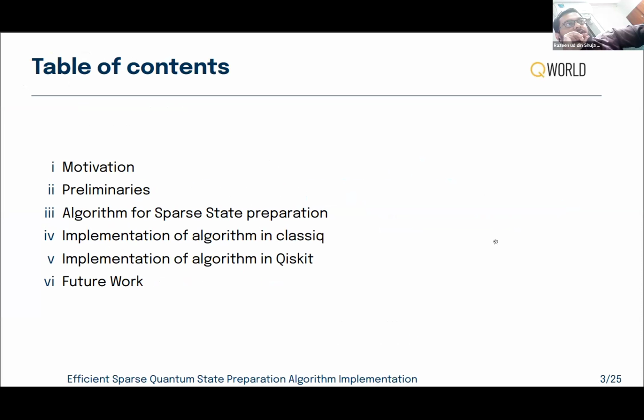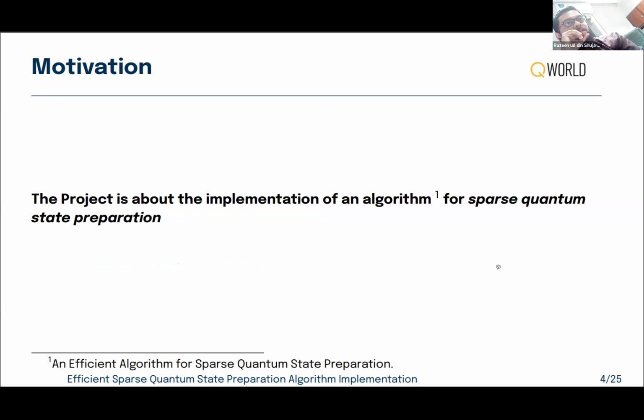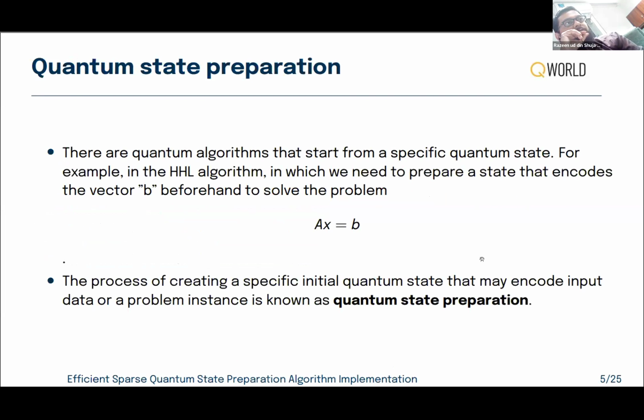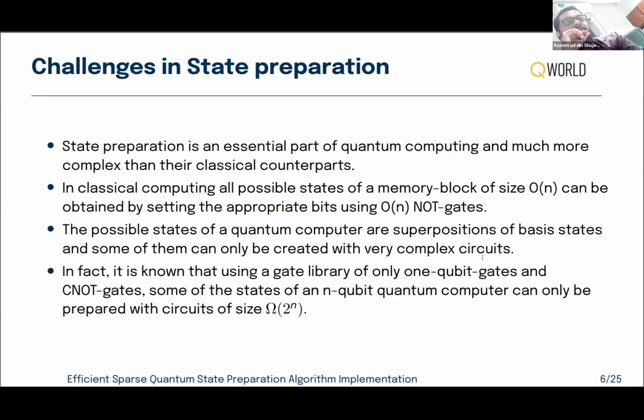Okay, so this is a glimpse of the contents of this talk. We are going through some motivation and preliminaries, and see the algorithm structure and the implementation of it in Classiq and in the Qiskit framework as well, and see the future prospects. This project is all about the implementation of the results presented in an efficient algorithm for sparse state preparation. Why quantum state preparation? As we saw in the previous HHL presentation, we need some state preparation beforehand to solve the problem. This is required in many quantum routines. The process of creating any initial quantum state is known as quantum state preparation.